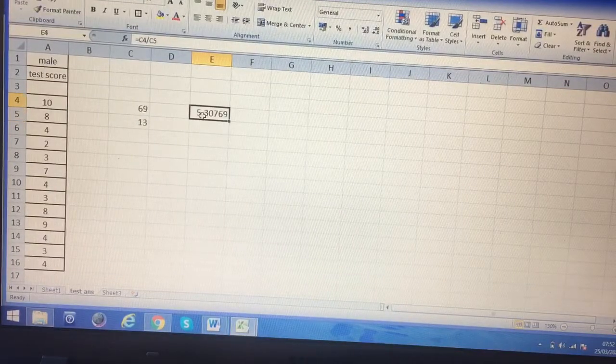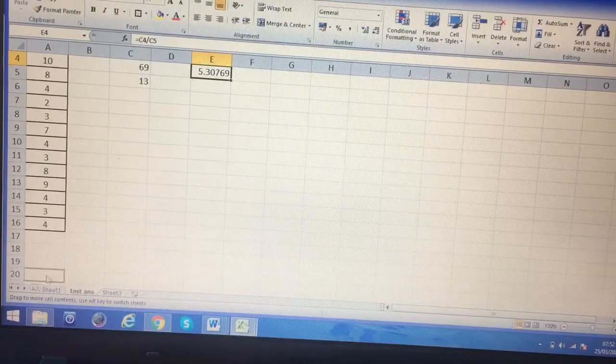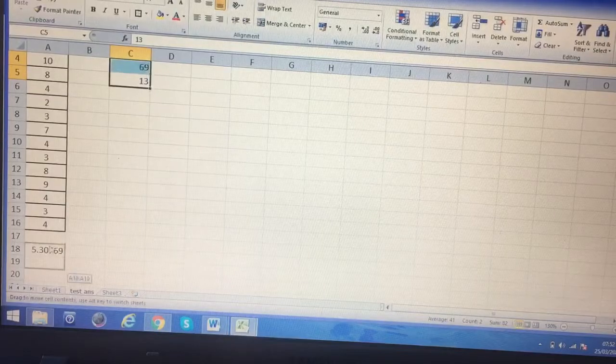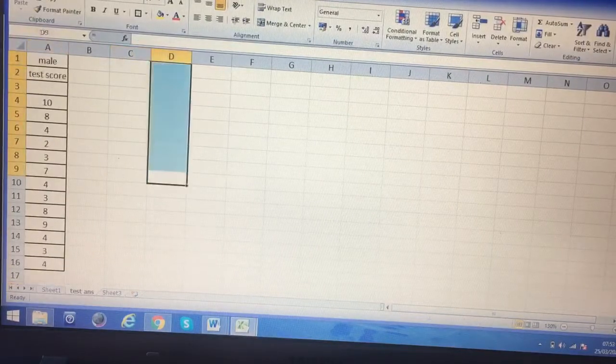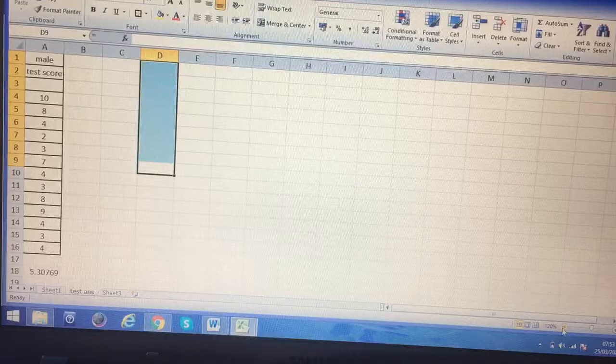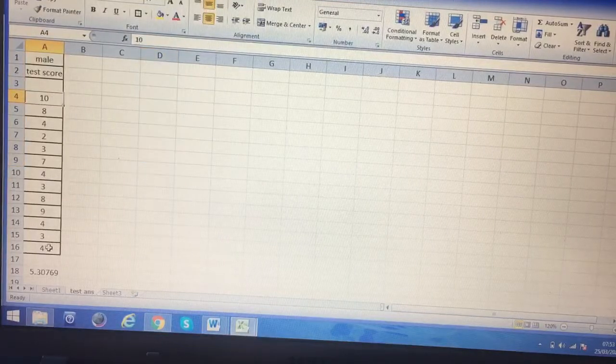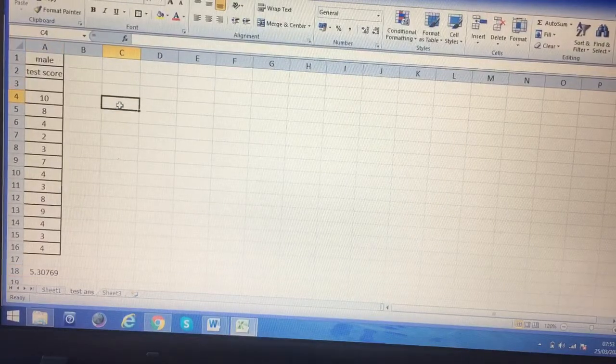I'll tell you what we'll do. Put it there. We'll even move these two out of the way. Okay, and let's zoom out. So we've got, that's my male test scores, and this is their mean. That's brilliant. So step 1, we've worked out the mean. Step 2, how far away was each one from the mean?